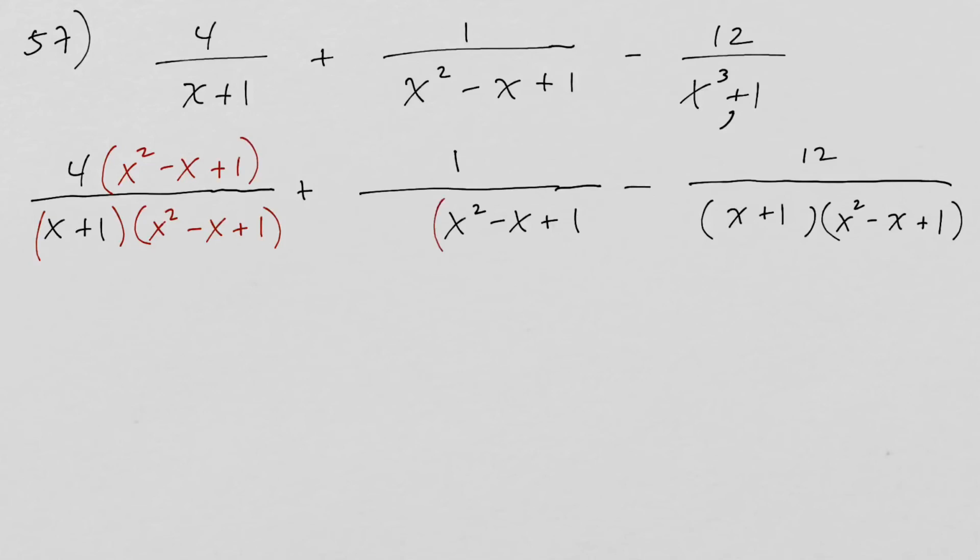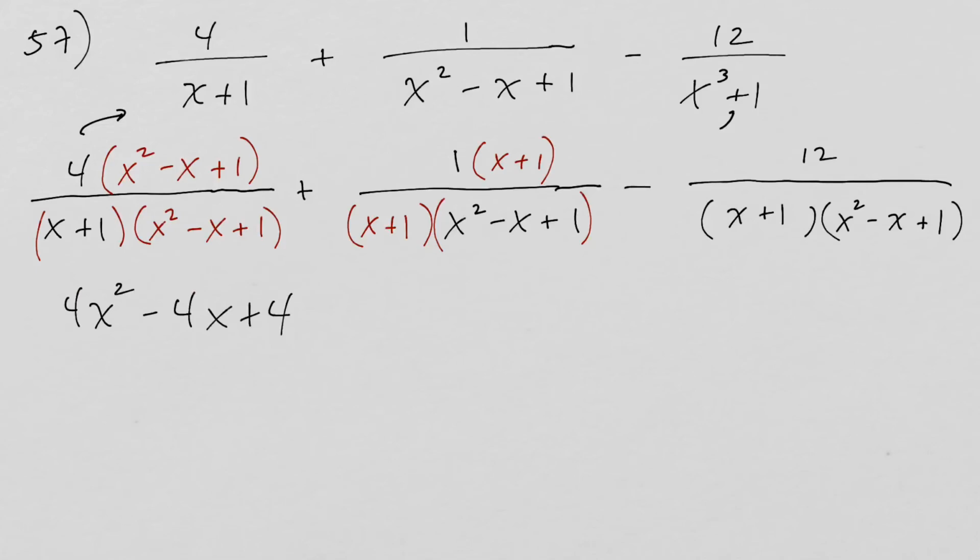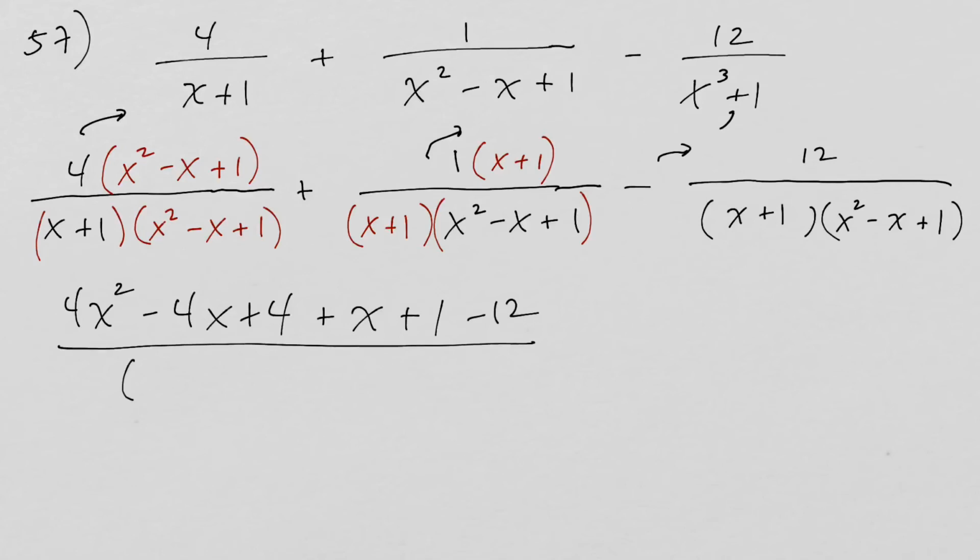This next one, I need to multiply by x plus 1. And I'll have to do that in the numerator as well. And the third one, I'll leave alone. Okay, so now I'm distributing this 4, and I'll get 4x squared minus 4x plus 4. I'll distribute this 1, and I'll get plus x plus 1, and then I have a minus 12 all over this denominator.